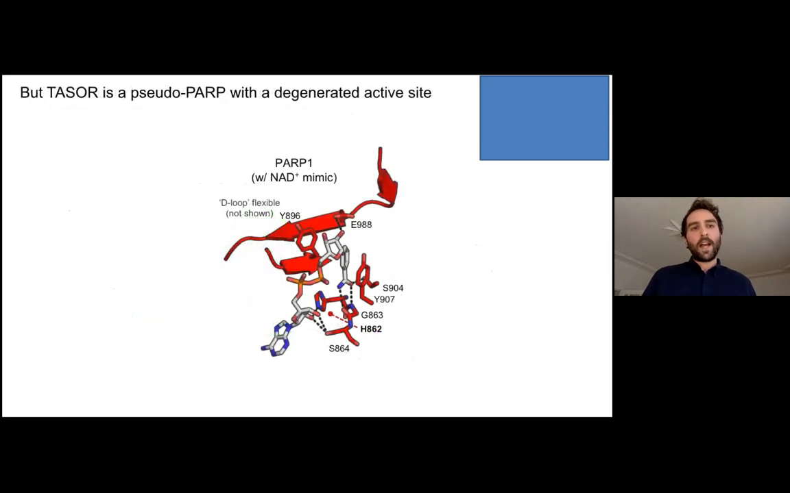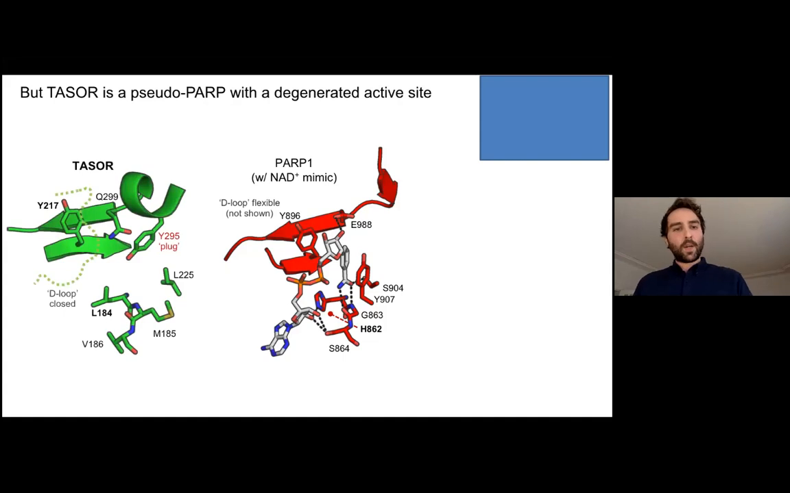But what we found was that Taser is actually not an active enzyme. So we've described Taser as like a pseudo PARP. And zooming into its active site, and then comparing with the PARP1 active site, you can see why this is. So here we have in red the PARP1 active site bound to a mimic of its cofactor NAD. But in Taser, we have a loop that closes over the active site. We have a tyrosine that actually plugs the gap, but also we have mutations across the active site, which remove this key catalytic triad and the active site becomes highly hydrophobic.